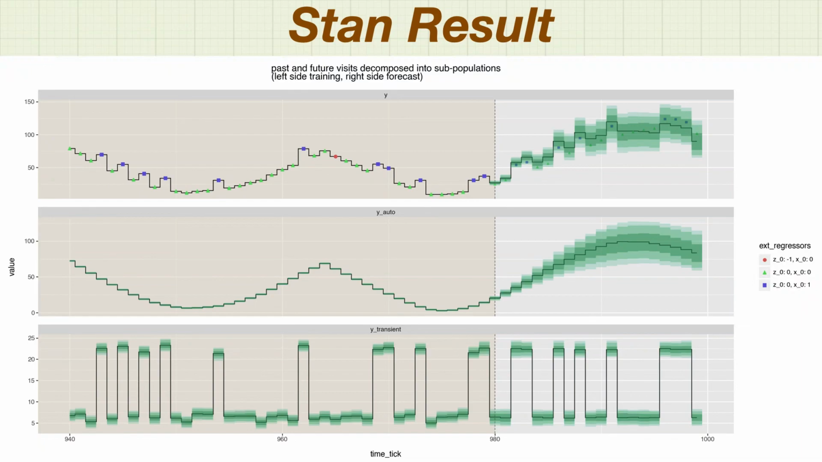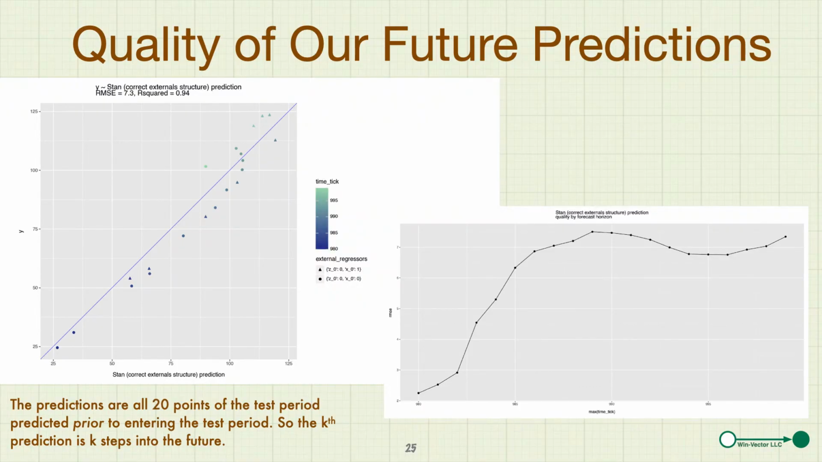The model stops all training at time 980 and stops all sensing at time 980. So when it's predicting at time 990, that's 10 steps into its future. And it's a really high quality fit. We can do the usual things such as an R squared.